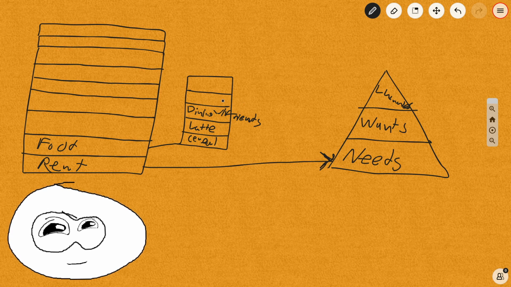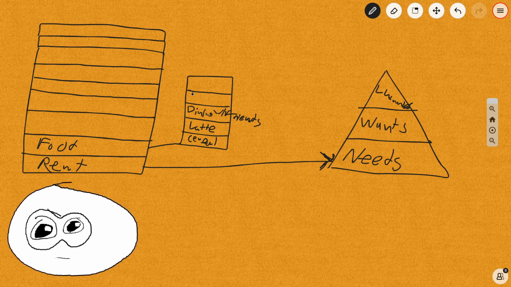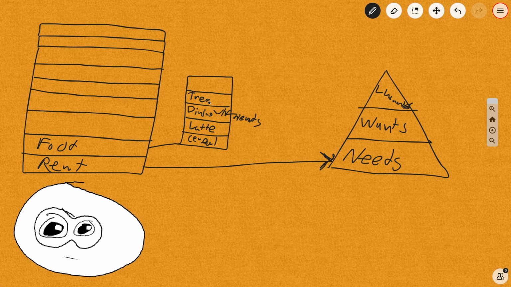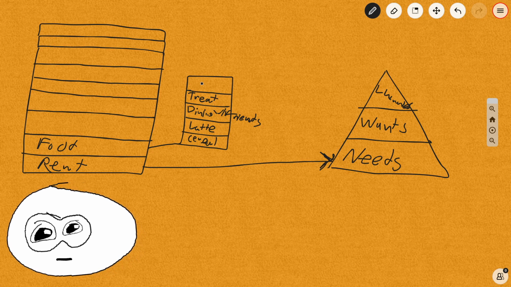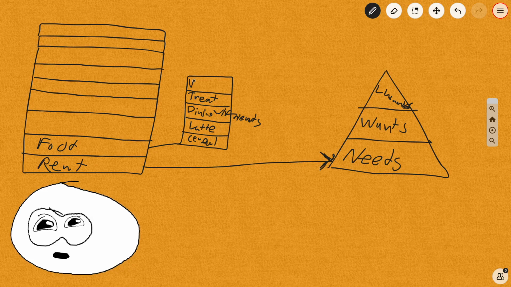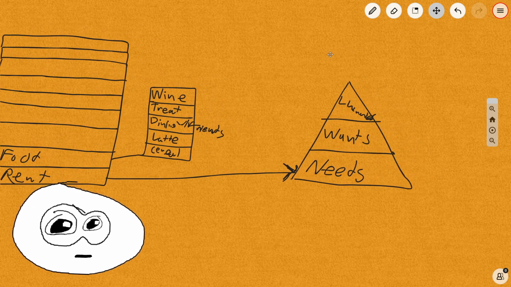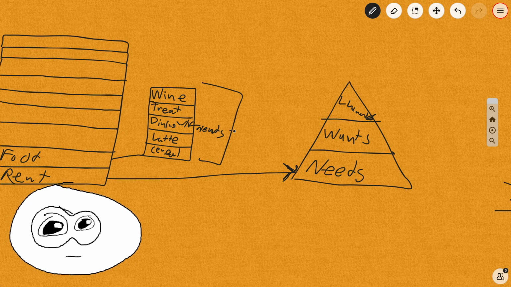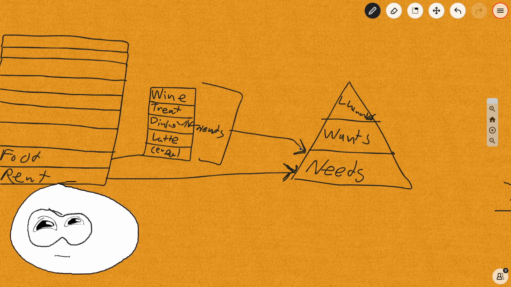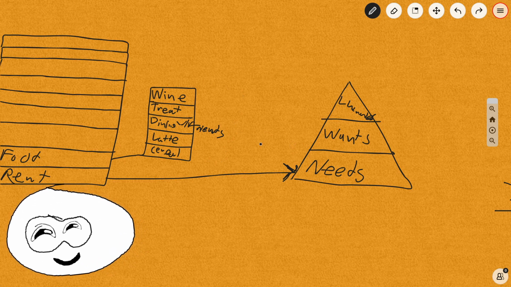What poor penmanship. Something like giving yourself a treat at the end of a work week. And something like wine. Right? Because if you just categorize all this food as a need, that's not really budgeting. That's just things based off categories. You gotta really subdivide as much as you can.